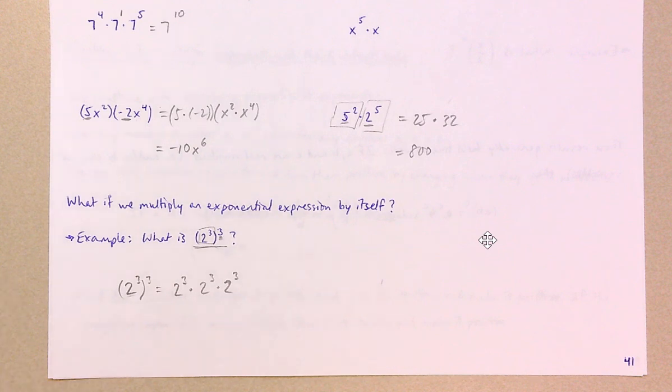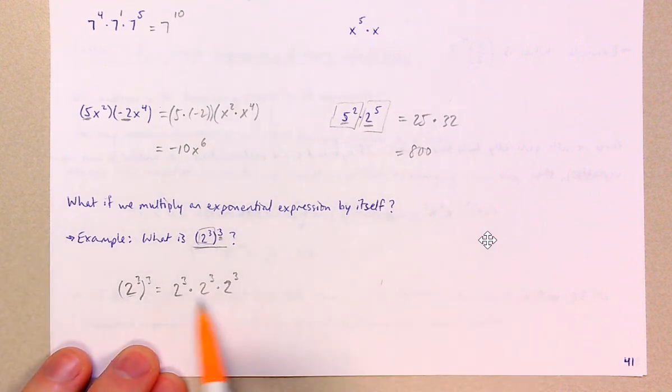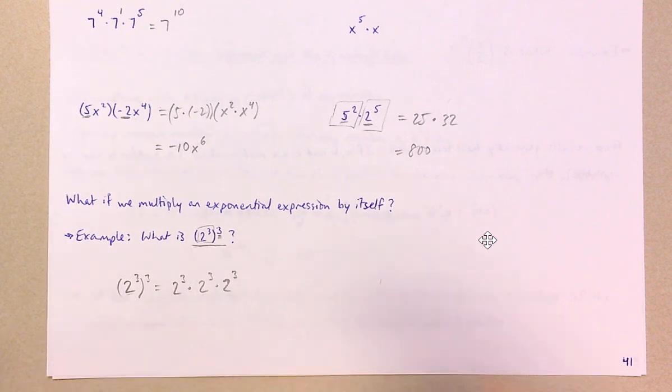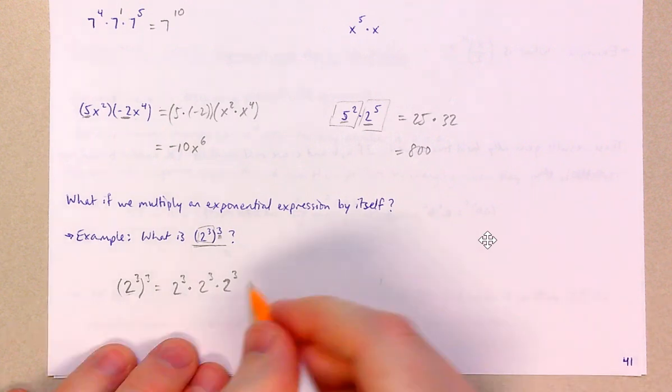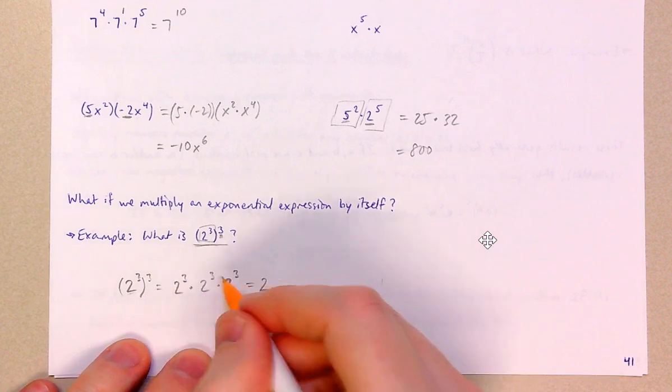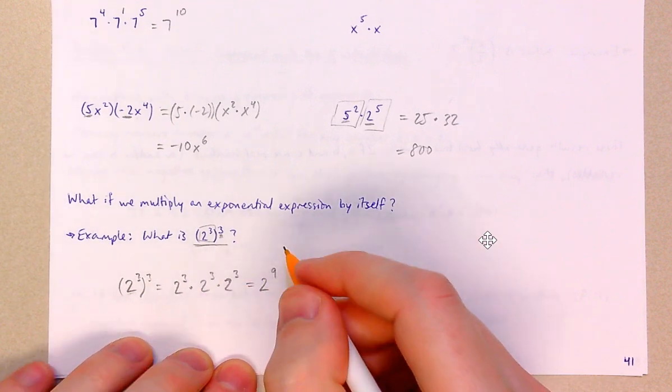Okay, well, now this is just like what we just did. We have the product of 3 exponential expressions. The bases are all the same. So we keep the base and we add those exponents. 3 plus 3 plus 3 is 9.